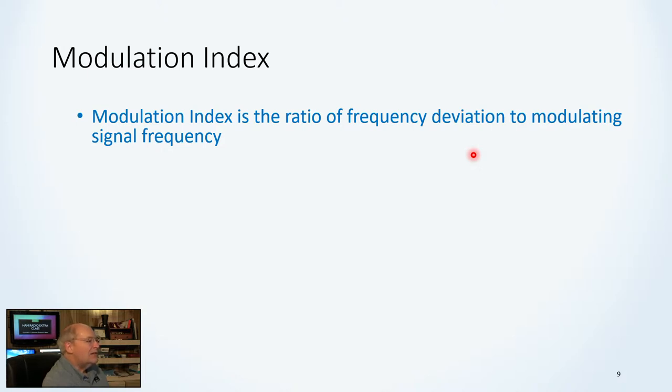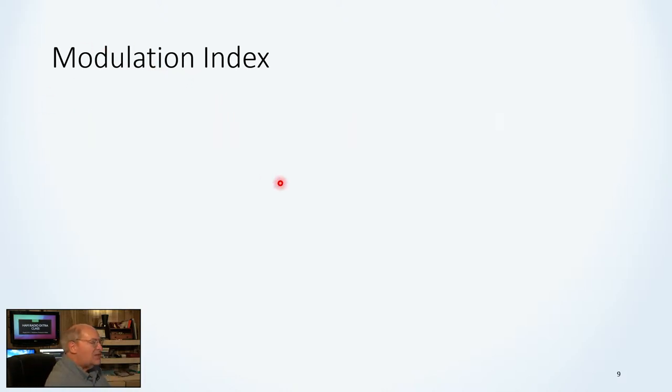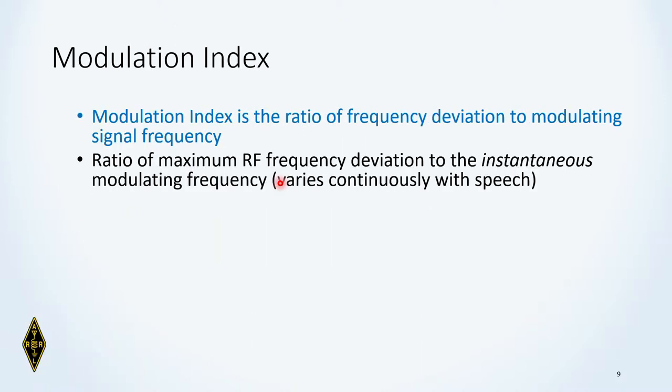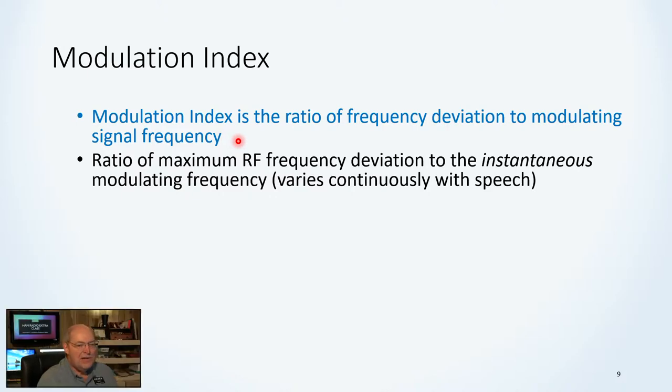They sound very similar. And I think we'll clear up the confusion here. Modulation index is the ratio of frequency deviation to the modulating signal frequency. There's one word that's missing there from the previous definition, deviation ratio. It was maximum signal frequency. What's happening with modulation index now is that it's still the ratio of frequency deviation to the modulating signal frequency, whatever that happens to be at the time.